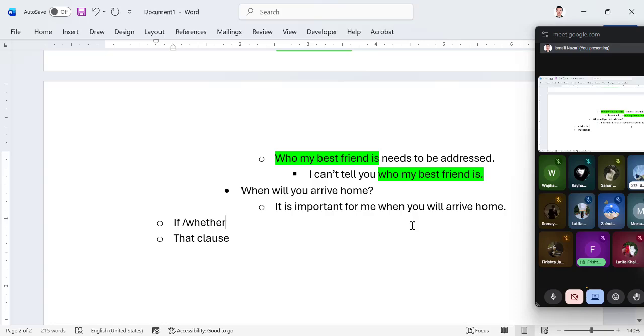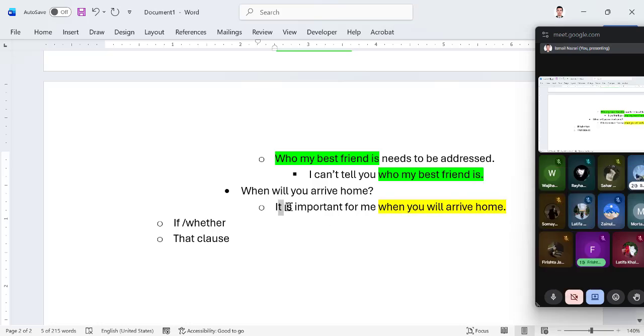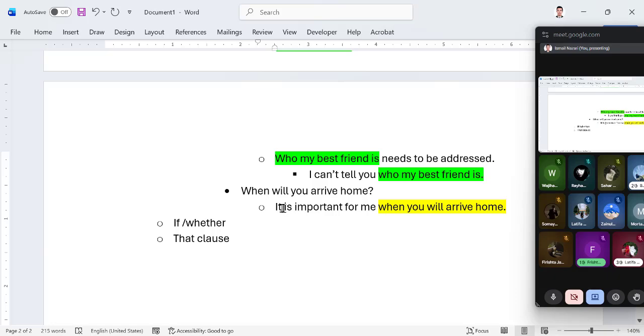Both are completely right. But whether you use it as the subject, the object, or the complement would make the difference. Here, look, if I say "when you will arrive home," it is the complement of our first clause. The first clause is "it is important for me." It is our main clause. So here, this noun clause works as the complement of our main clause, saying what is important for me. It completes the idea.